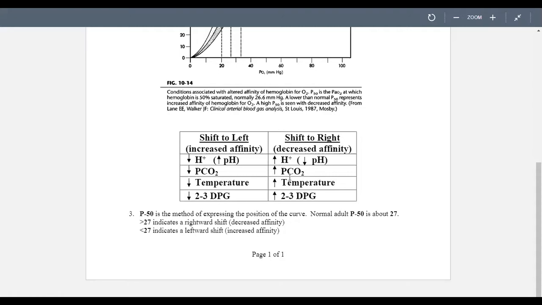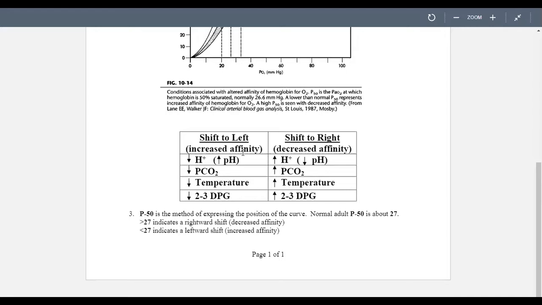All right, well, let's look at a shift to the left. When did she start loving oxygen again? When CO2 what? When he went away. When he went away, okay, well, I guess you can come on back, oxygen, right? So she loves oxygen all of a sudden when CO2 goes down. So CO2 goes down, hydrogen ions go down, the temperature goes down, and the 2,3 DPG goes down, okay? So a shift to the left has an increased love. Lefty loves oxygen. She got him now because CO2 is gone.